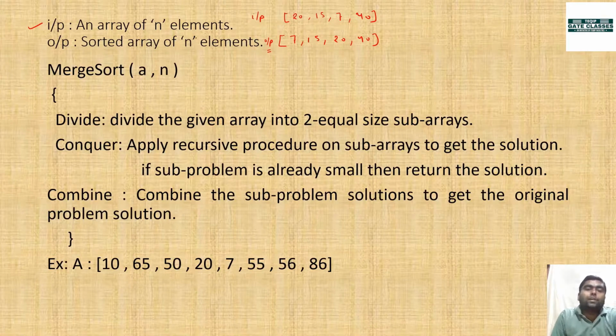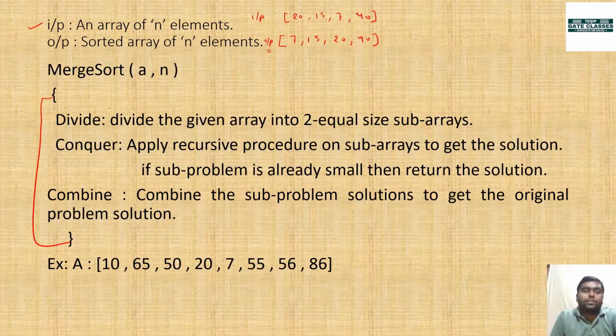So an array of n elements is the input. It may be in any order, random order, and the output must be a sorted array of n elements. So what is the strategy here? Just pay attention. Because this is a divide and conquer strategy, there are always three steps: divide, conquer and combination. So A is the array, and this n is going to be the size of array.